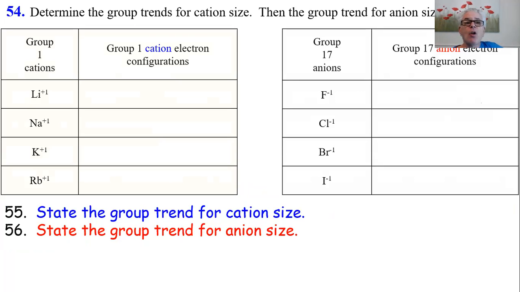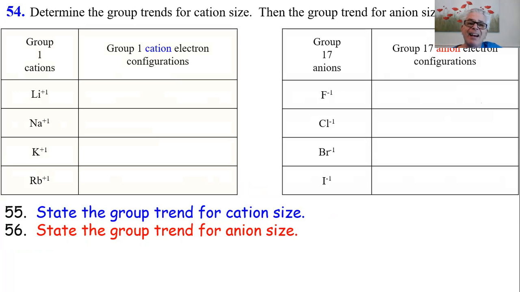Now, what's the group trend for cation size, and what's the group trend for anion size? Now, we don't know the numbers. We know the atom size ones. Going down a group, the atoms get bigger because we keep adding orbitals. For any group, the atoms get bigger and bigger because going down, you're changing periods, and each period is 1 extra orbital bigger.